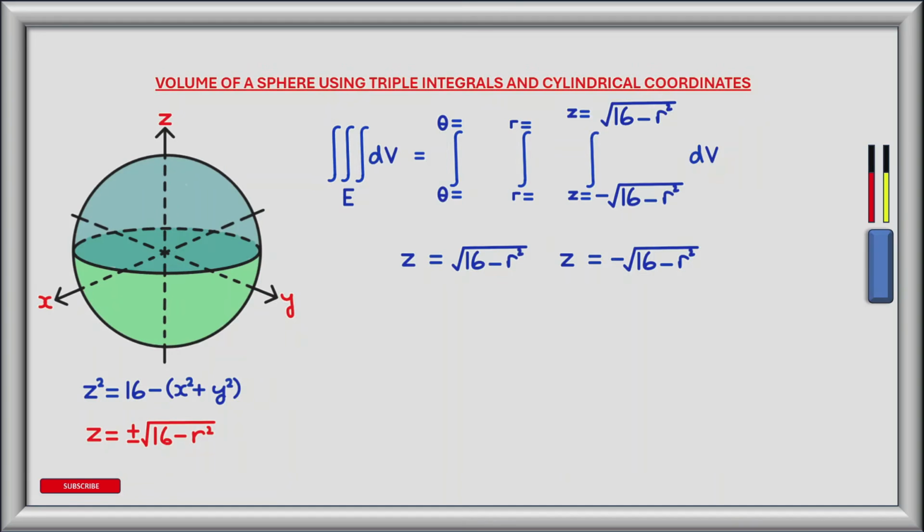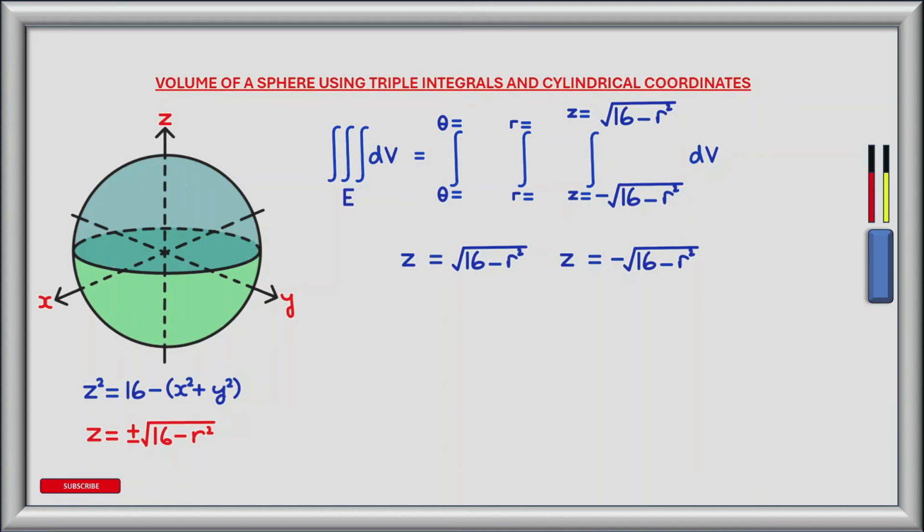So the upper limit of integration for z is the equation of the upper hemisphere, where z is equal to the square root of 16 minus r squared, and the lower limit is the equation of the lower hemisphere, where z is equal to minus the square root of 16 minus r squared. If you remember when we looked at volumes using polar coordinates, we multiplied by a height component, which was the difference between the upper function and the lower function. Well, this is essentially the same, except we are now using an integral to do this.